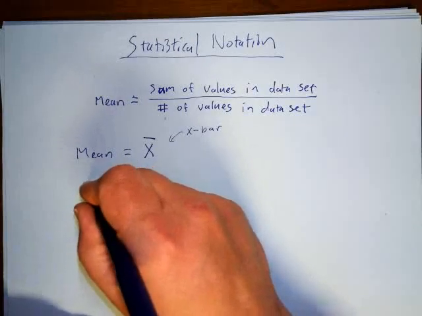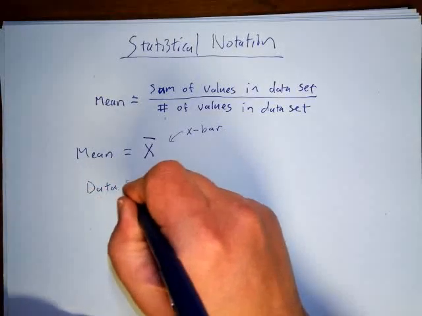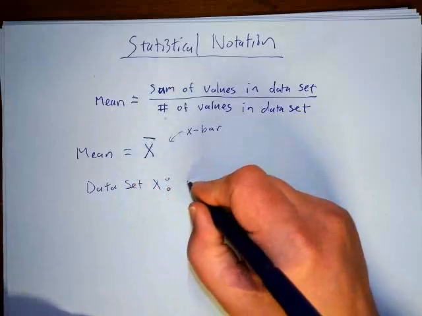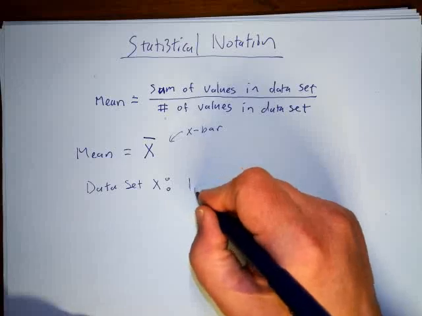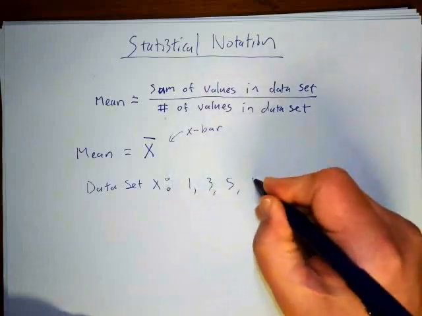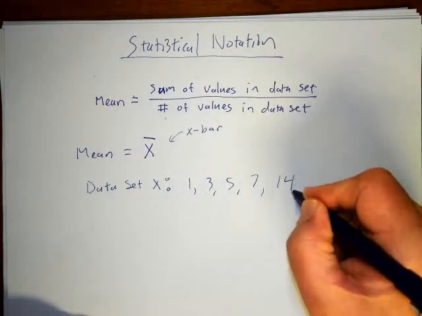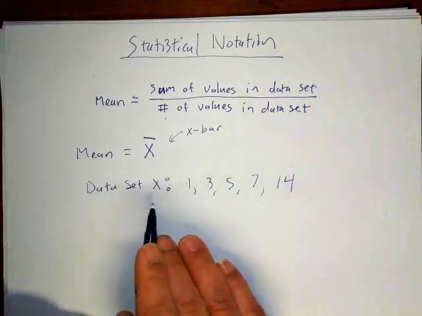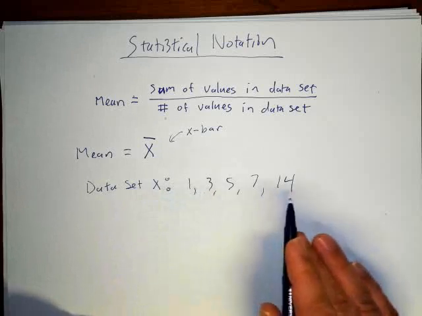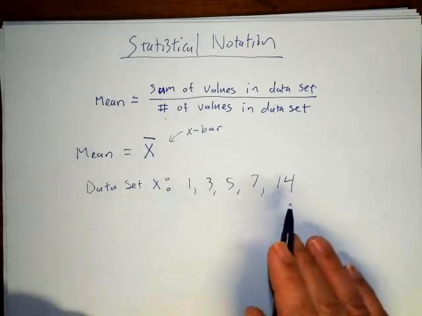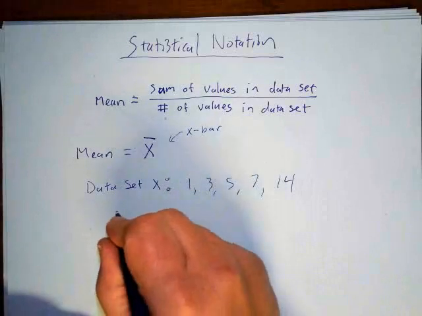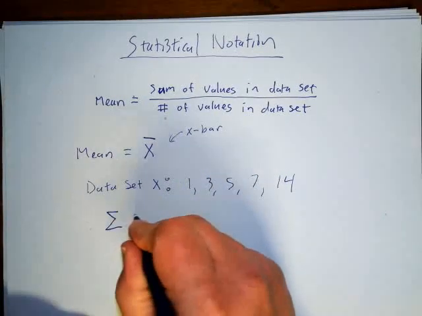Let's call this data set X, and let's say the values are 1, 3, 5, 7, and 14. They might not call it data set X, but in your mind, if it's a single set of values like this, you just say that's data set X. And if I want to add up the values, then I'm going to take the sum of X.